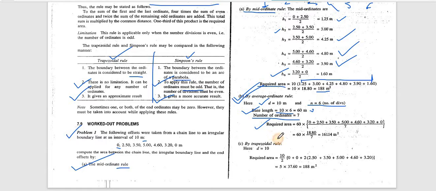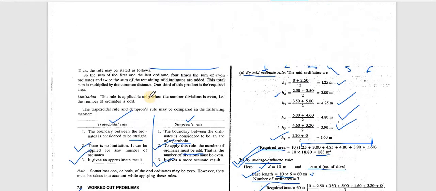So the final value is coming out to be 161.4 meter square. So this is with the help of the average ordinate rule. We have taken the average of all the ordinates and multiplied by the base length. The next one is your trapezoidal rule, which we have studied.